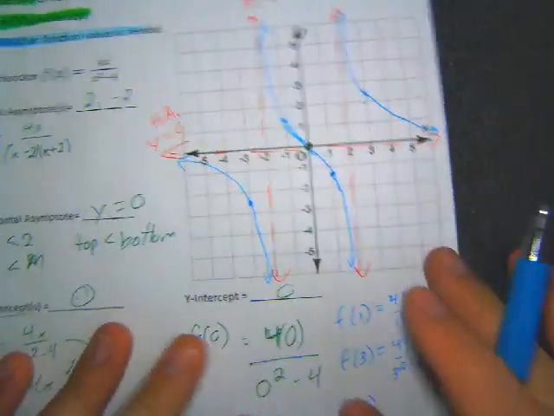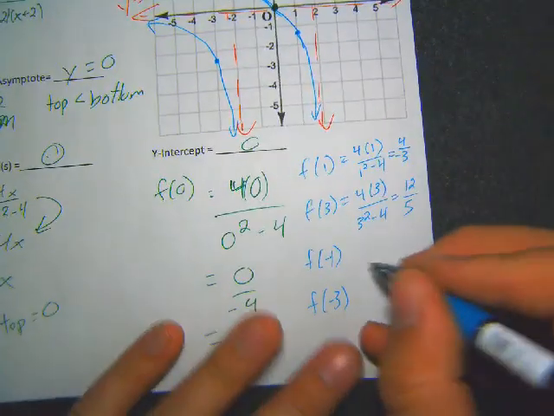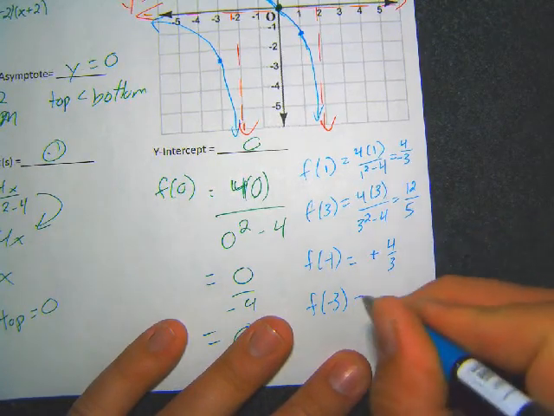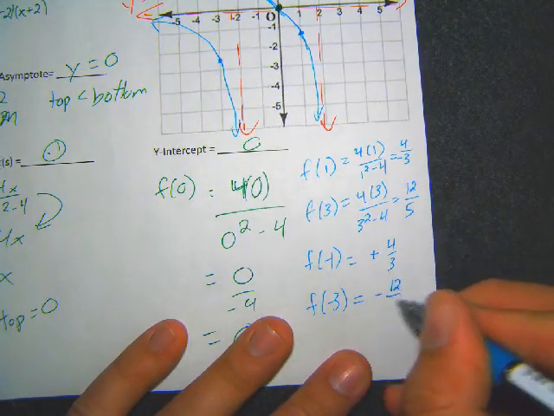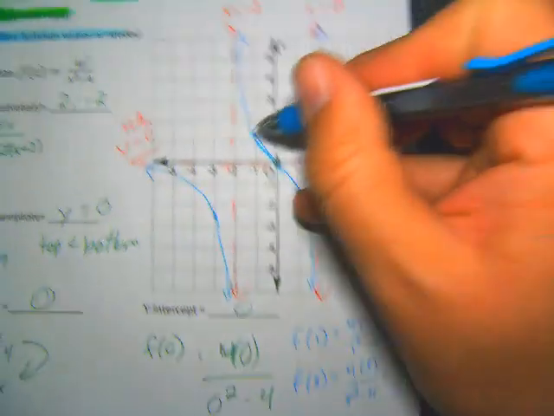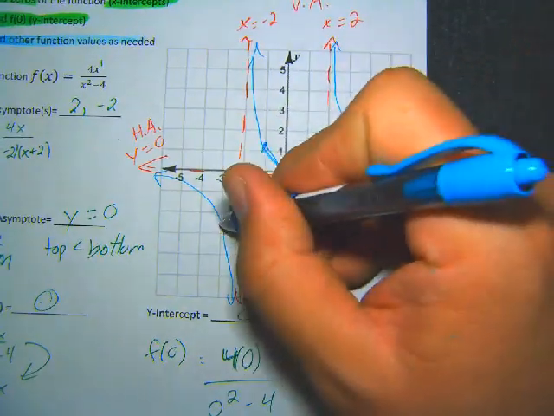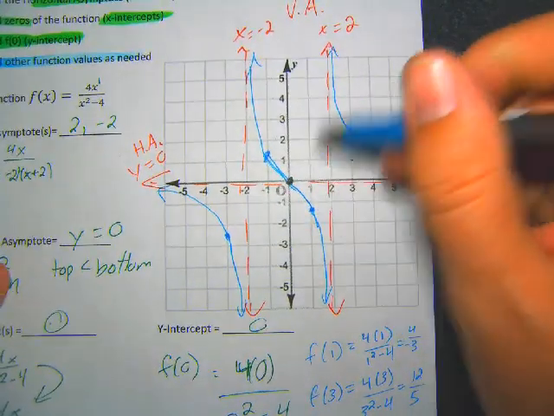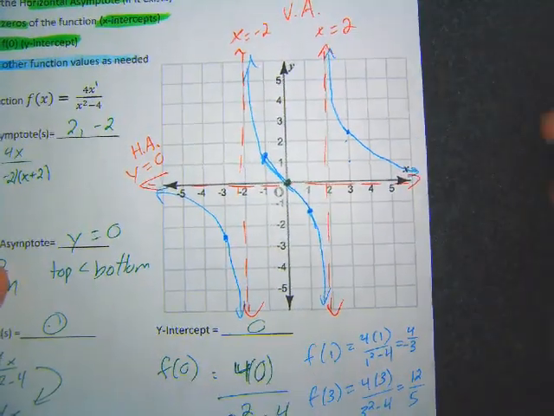Now, again, you don't have to use symmetry. You could just find f of negative 1 and find out that's positive 4/3, and f of negative 3 and find out that's negative 12 fifths. And that's how you could have gotten these 2 points. So you don't have to use symmetry to do those two. But if you did use symmetry, you notice that this is odd, then you can use rotation symmetry.